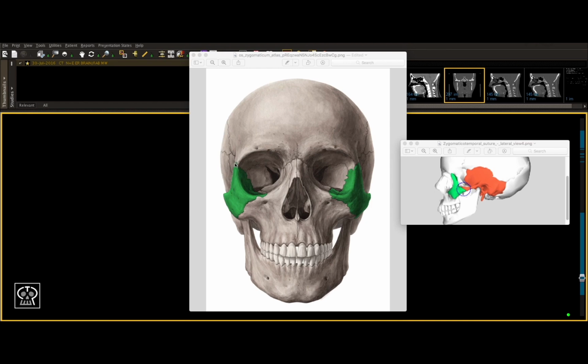Your zygomaticosphenoid suture, or your ZS suture, that is between your zygoma and your sphenoid here. And finally, your zygomaticotemporal suture, ZT. This is between your zygoma and your temporal bone and is seen here. The reason these suture lines are of such critical importance is that whenever you suspect a zygomatic fracture, you must make sure to examine all four suture lines for displacement or possible fractures.